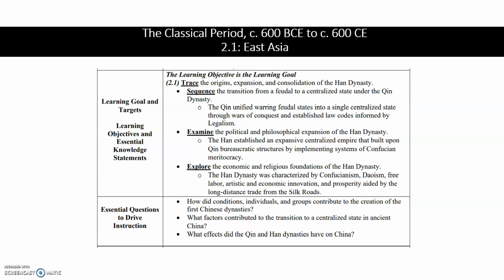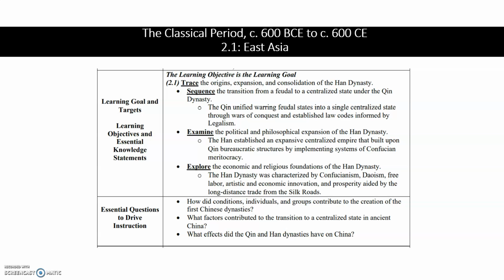Our learning goal is that you'll be able to trace the origins, the expansion, and the consolidation of the Han Dynasty. We're first going to sequence the transition from a feudal state to a centralized state under the Shin Dynasty. The Shin Dynasty came before the Han. Then we're going to examine the political and philosophical expansion of the Han Dynasty, and then explore the economic and the religious foundations of the Han Dynasty.